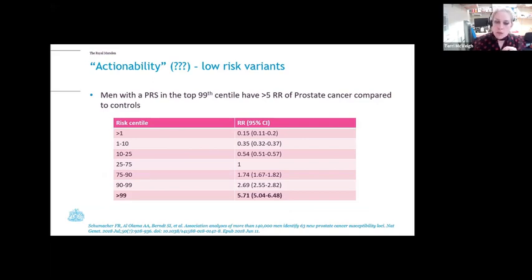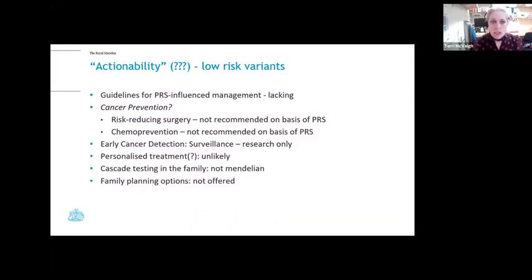And we're using this, so there are studies ongoing at the ICR that are looking at the utility of screening using PSA, MRI and biopsy in men in the top 10% of risk, and we'll see what happens with that study. In terms of actionability, this is very much a question mark, because there are no guidelines. Cancer prevention, again, is all under investigation at the minute. We're not at the stage at all yet where we'd be recommending risk reducing surgery, because we just don't know enough about how well PRS performs in different contexts.